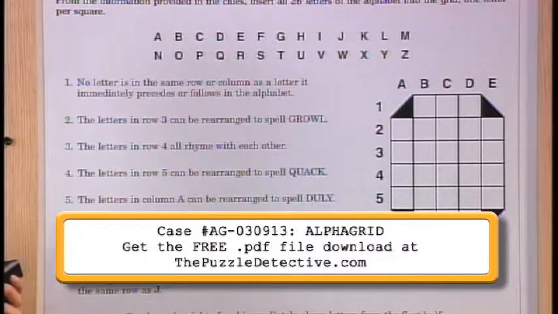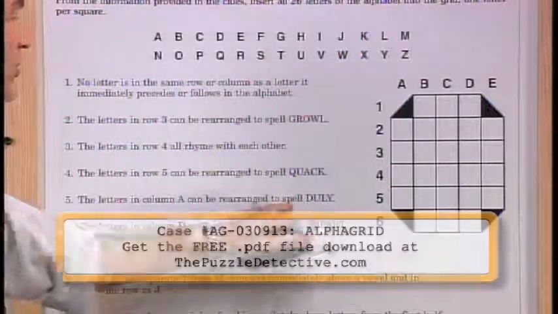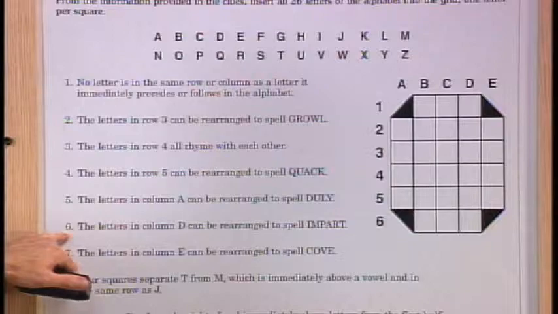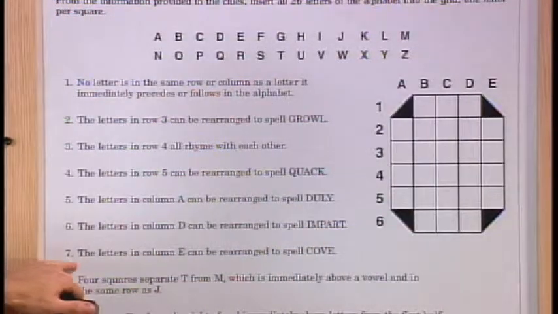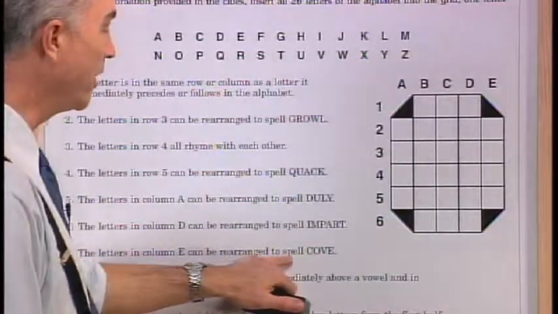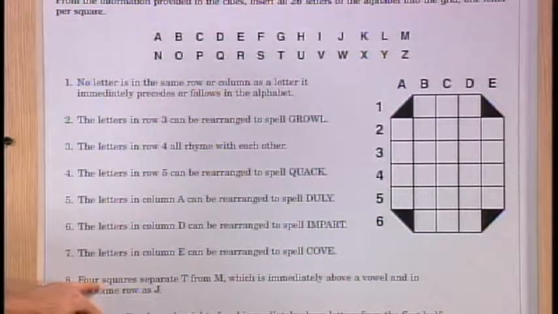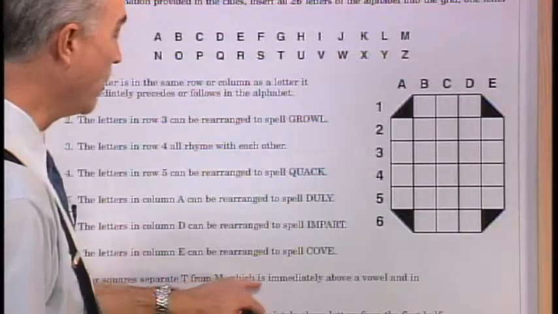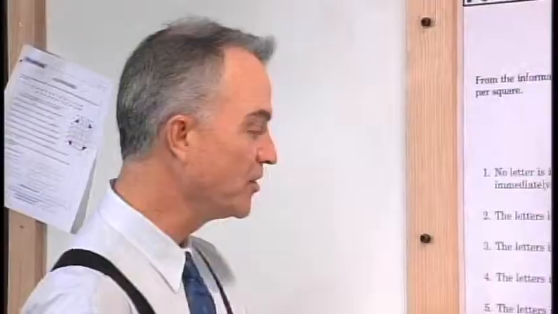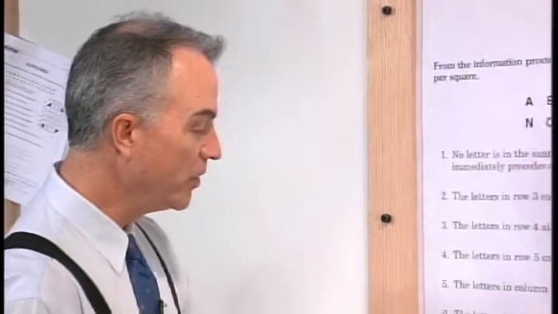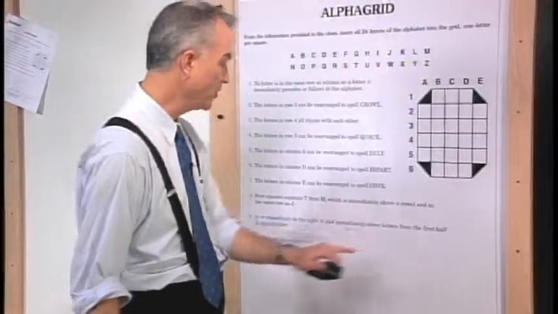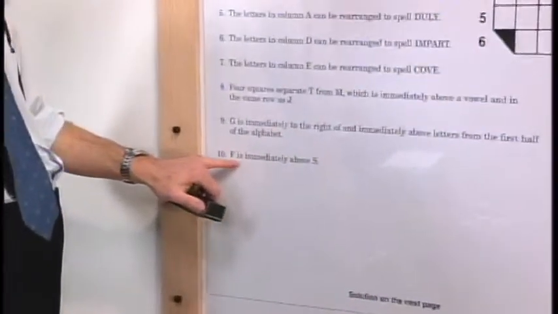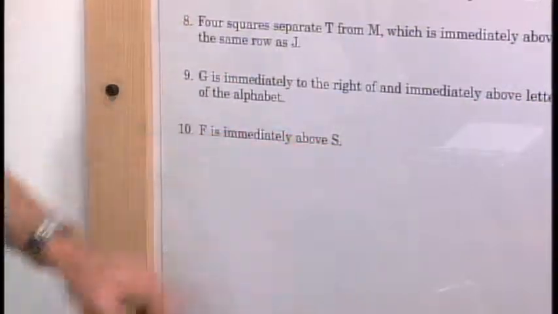Clue number 4, the letters in row 5 can be arranged to spell quack. The letters in column A can be arranged to spell dooley. Clue number 6, the letters in column D can be rearranged to spell impart. Clue number 7, the letters in column E can be rearranged to spell cove. Clue 8, 4 squares separate T from M, which is immediately above a vowel and in the same row as J. Clue 9, G is immediately to the right of and immediately above letters from the first half of the alphabet. And clue 10, F is immediately above S.